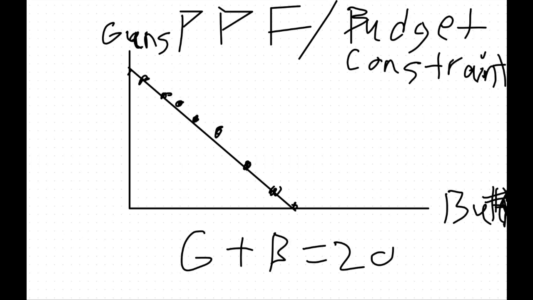And then what we're going to have is some points are going to be in here, for example. And these are what we're going to call productively inefficient.